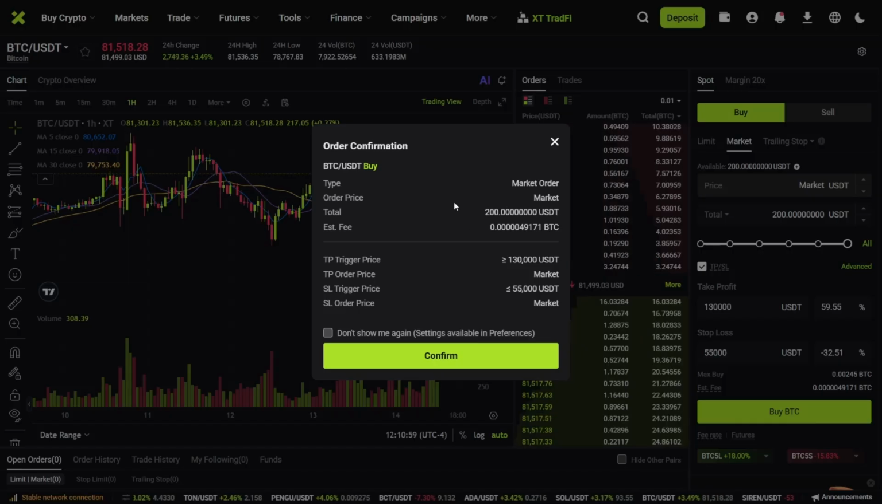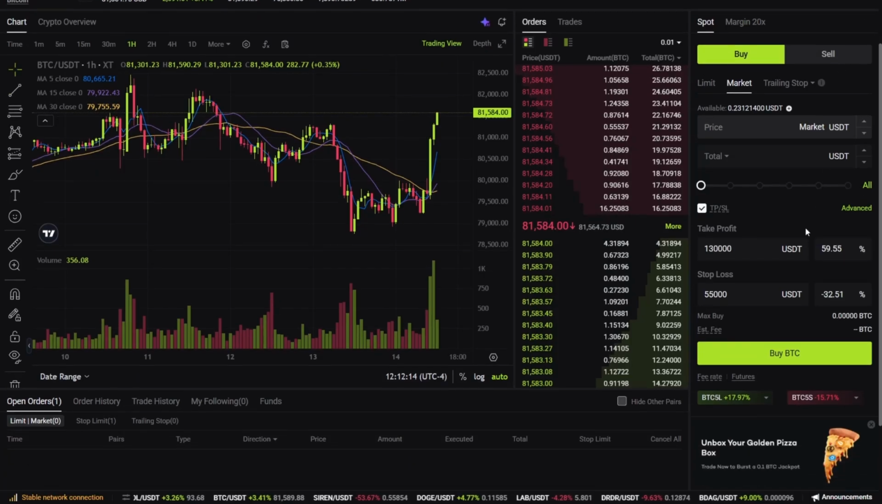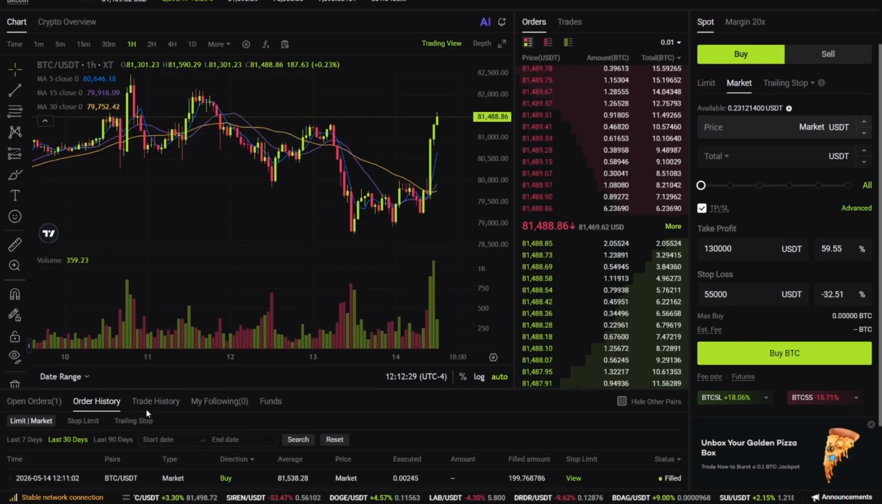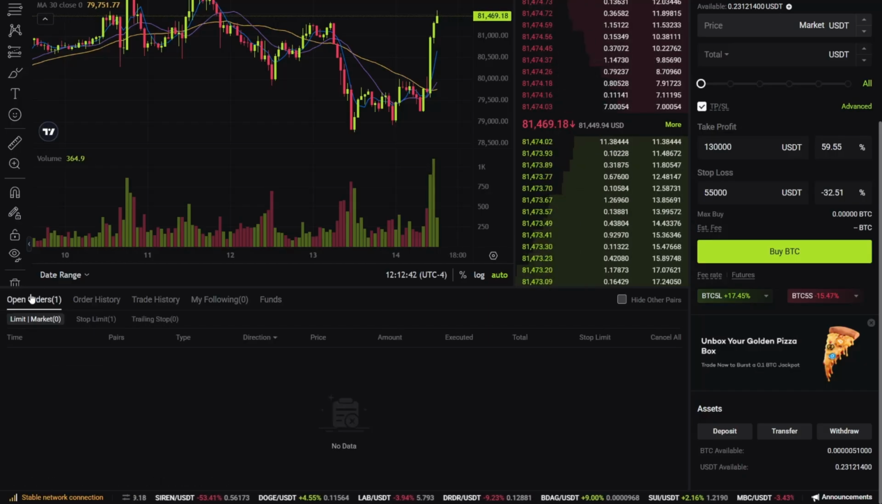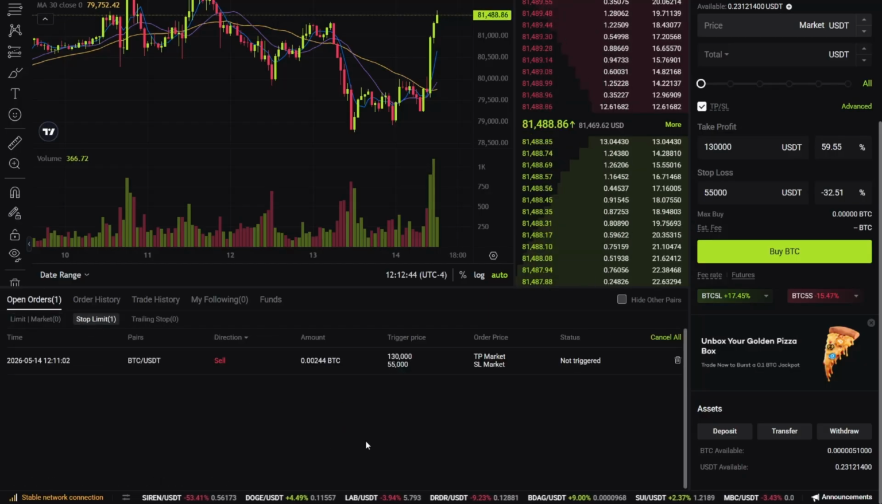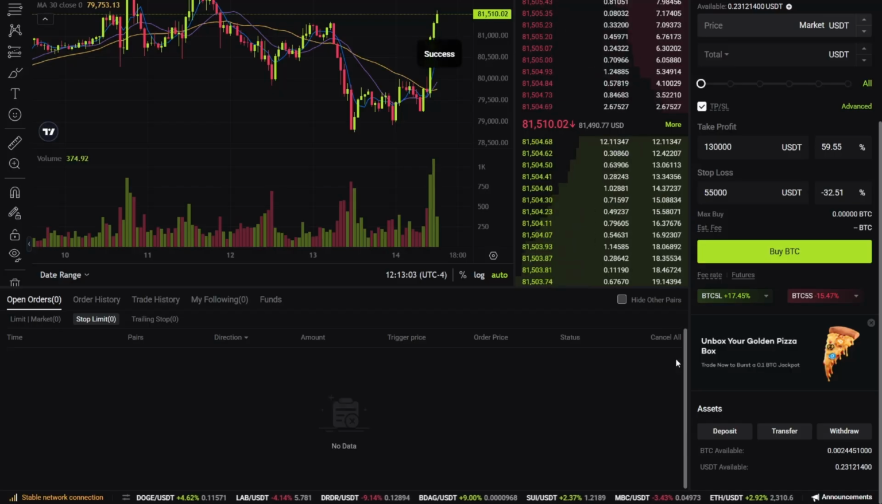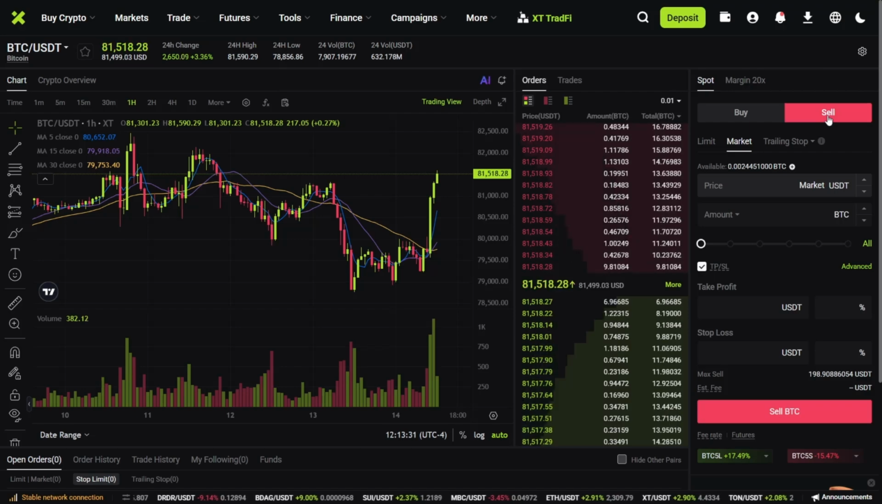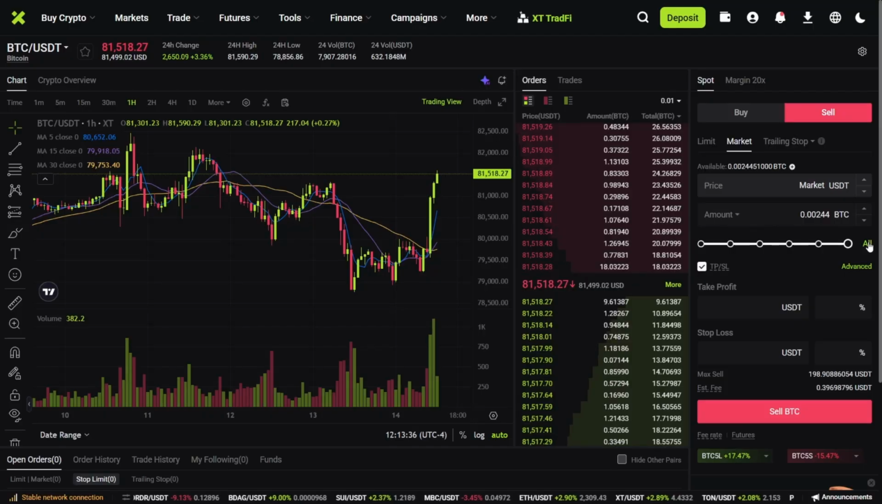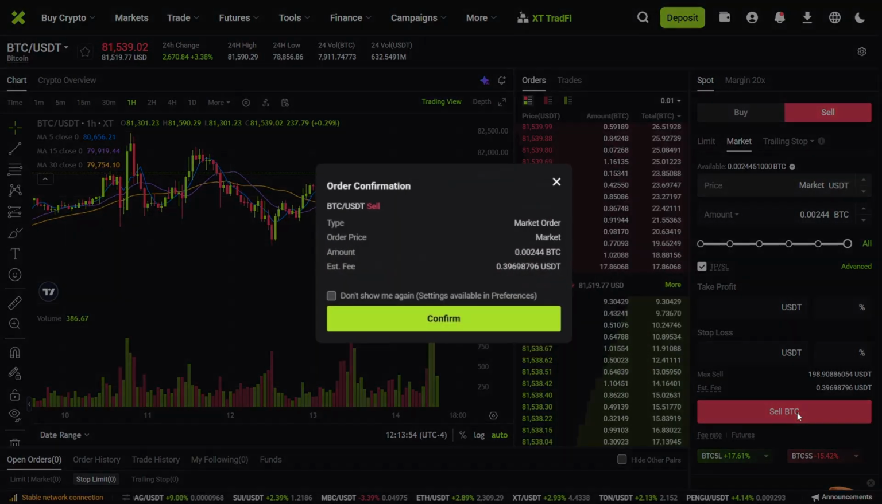We can make sure that our order details are correct and we can confirm. Scrolling down to the bottom a bit, under order history, we can see the details of our spot buy, and under open orders, we can see our take profit and stop loss. If we wanted to cancel our take profit and stop loss order, we can just click on this trash can here. And if we want to close our trade, we can switch from buy to sell. Again, we are making a market order. We are going to sell the full amount of our position and click sell BTC.